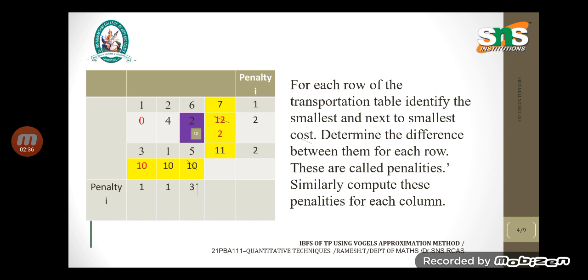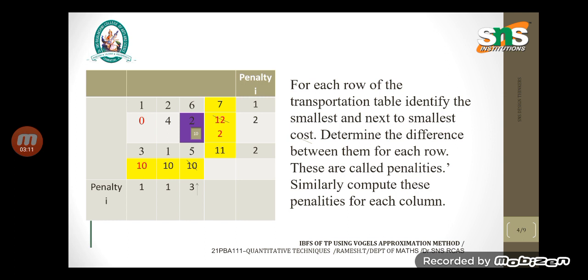In the first column, the smallest cost is 0, the next one is 1, the difference is 1, so put it in the column penalty. In the next column, the smallest cost is 1, the next cost is 2, the difference is 1. In the third column, the smallest cost is 2 and the next is 5, the difference of 5 and 2 is 3.